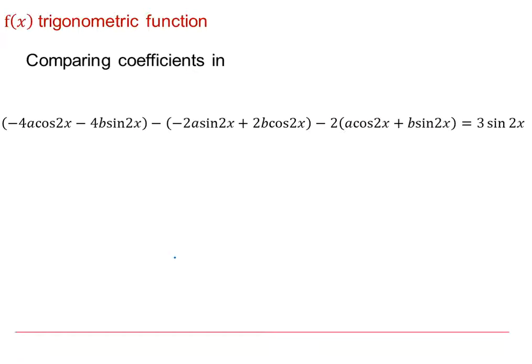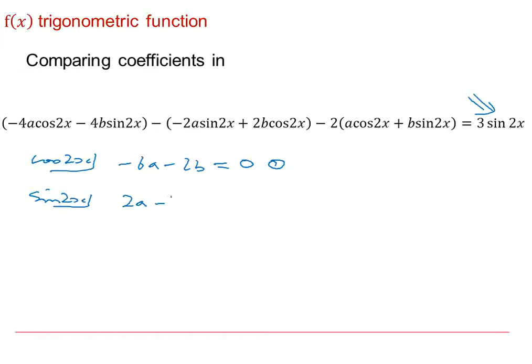So we can now, having substituted them, say that the left hand side has to equate to 3 sine 2x. So if we now pick out all the coefficients of cos 2x on both sides, we get minus 6a minus 2b on the left hand side, and there is 0 cos 2x on the right hand side, equation 1. And now I'm going to pick out all the coefficients of sine 2x on both sides, so that's 2a minus 6b, and on the right hand side the coefficient is clearly 3, so that's equation 2.